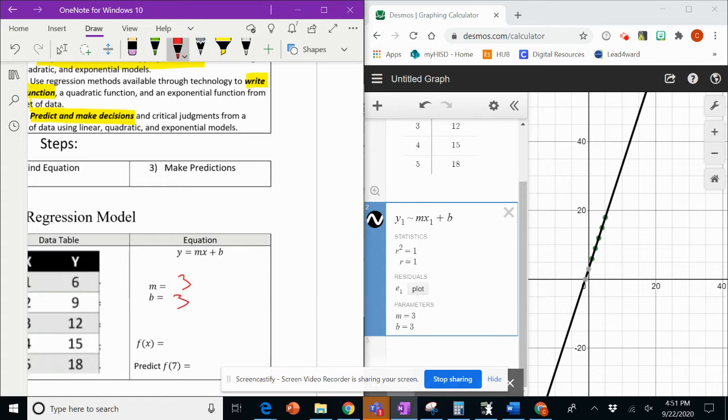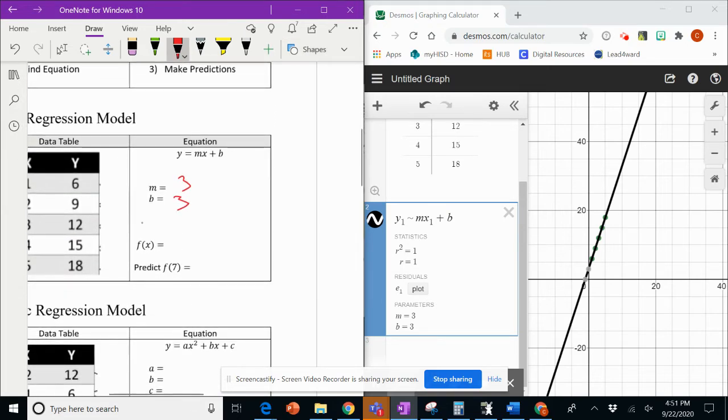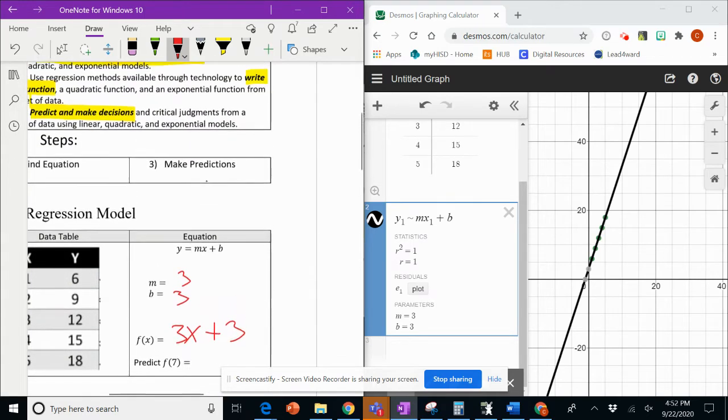So when I rewrite my equation, it should be f of x. So f of x is the same as saying y. f of x is equal to 3x plus 3. All right, so that is how you find your equation.